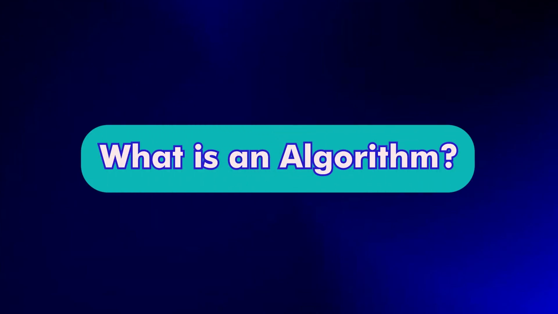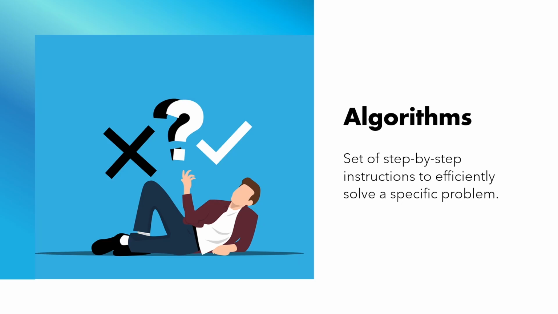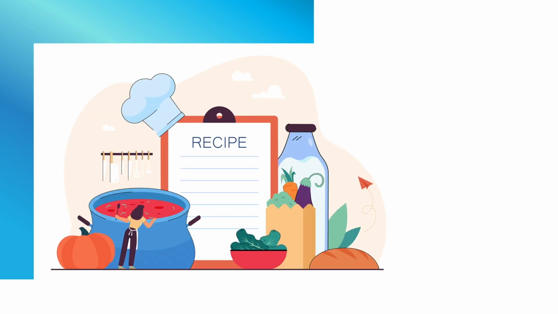What is an algorithm? An algorithm is a set of step-by-step instructions to efficiently solve a specific problem. Better still, we can say that an algorithm is a set of instructions designed to solve a problem.